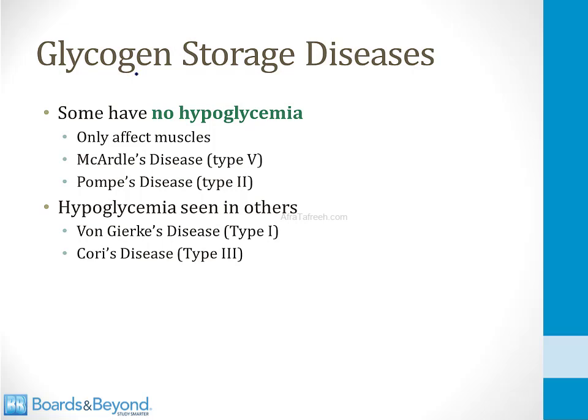First of all, you should always remember that some glycogen storage diseases do not cause hypoglycemia. These disorders only affect muscles. These include McArdle's disease and Pompe's disease. So if you're faced with a board question of a baby with hypoglycemia and you see one of these two answer choices, those are not the correct answer. There is, however, hypoglycemia that can occur in other glycogen storage diseases, especially in von Gierke's disease and Cori's disease. So let's talk about how to recognize these two glycogen storage diseases now.